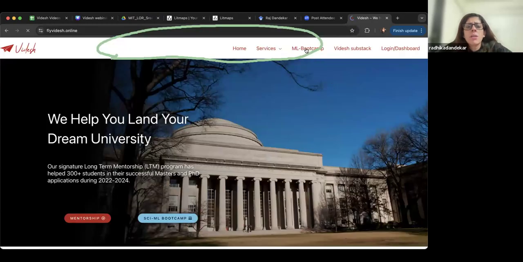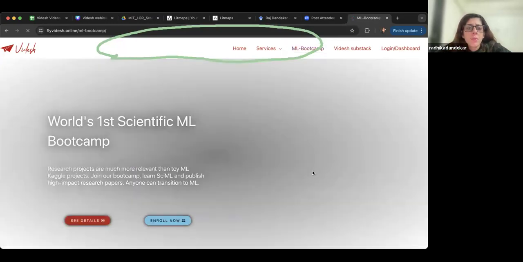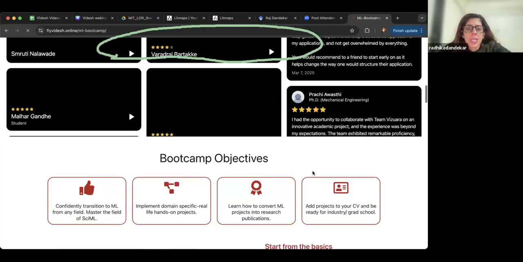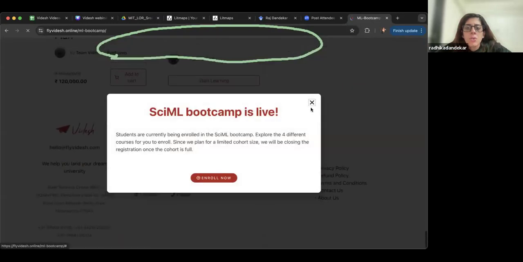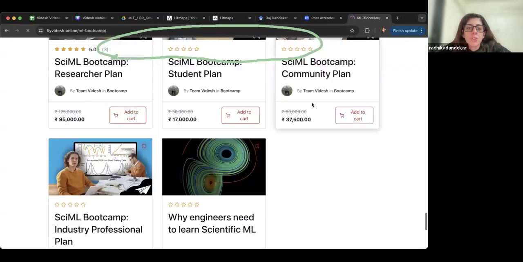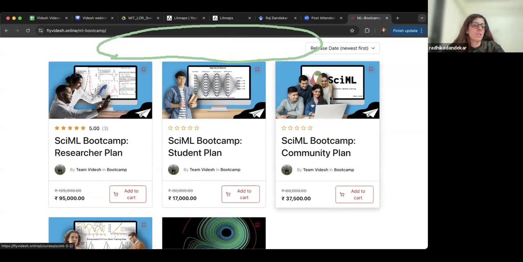I'll be taking you through the website now to mention all the different programs that we have for our scientific machine learning bootcamp. So you can make an informed choice of how you want to develop your research profile, whether it is by enrolling in the long-term mentorship program with us, or by joining the scientific machine learning bootcamp. Okay, so we have 4 plans.